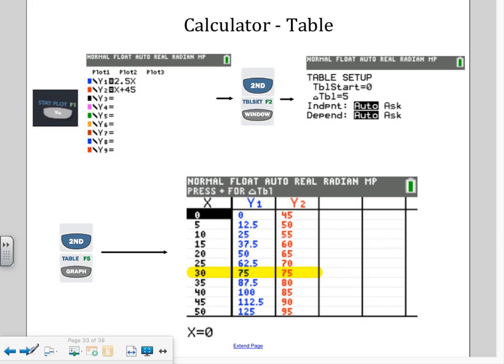To get a table, you go to y equals, and you need to put in both equations. You can change the table settings hitting second window. So what we wanted to start at, what we wanted to skip by. Then second graph gives you the table. Okay, if you're looking for the intersection point, you would look to see where both dependent variables were the same. For this specific problem, it was x was 30, y's were both 75.